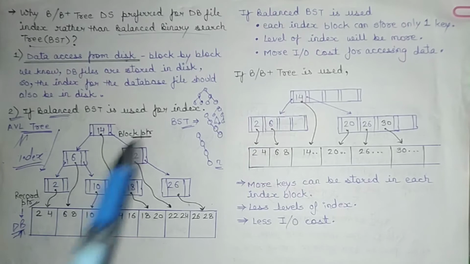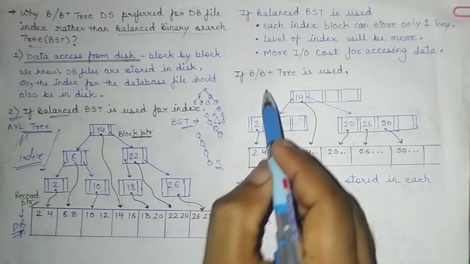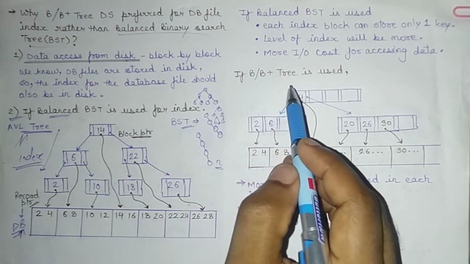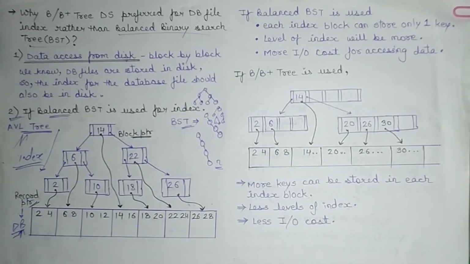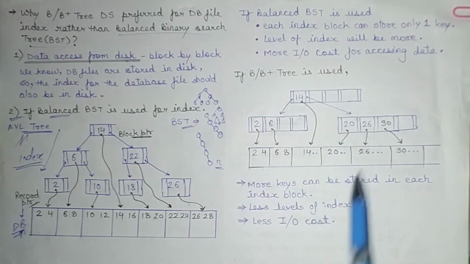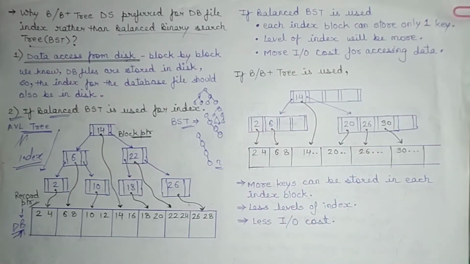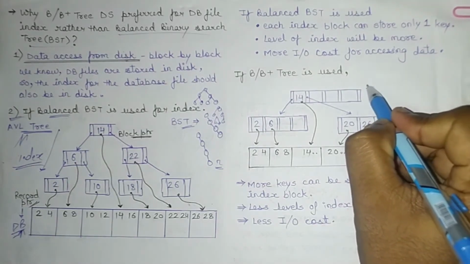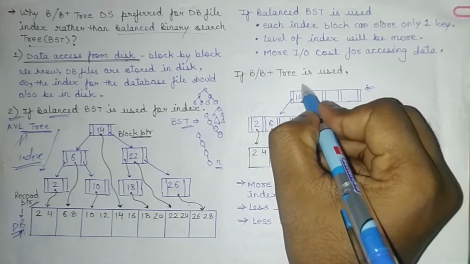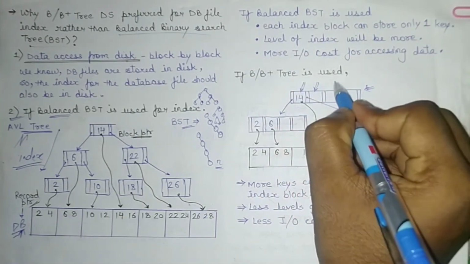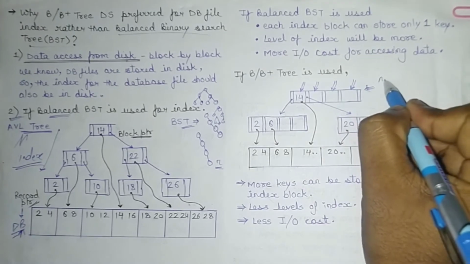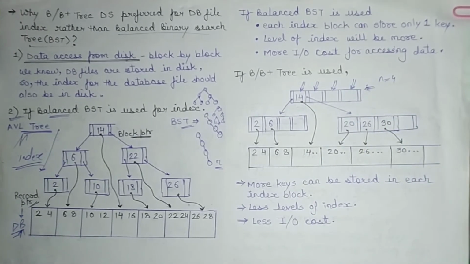But what is the benefit if I use B or B plus tree instead of a balanced binary search tree? These are balanced search trees, not balanced binary search trees, because each node can have n degree. What is the meaning of n degree? It can have n children, right? Here you can see that this is a particular node. In this particular node I can store n values. Here n is equal to 4, so I can have 4 values.